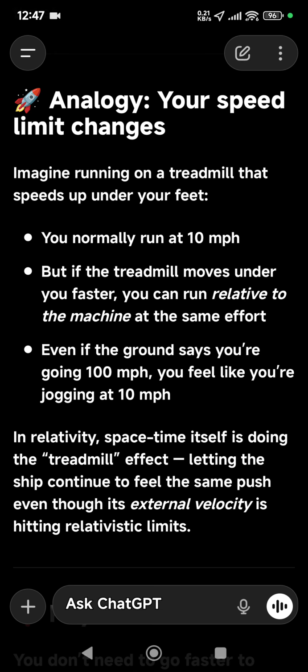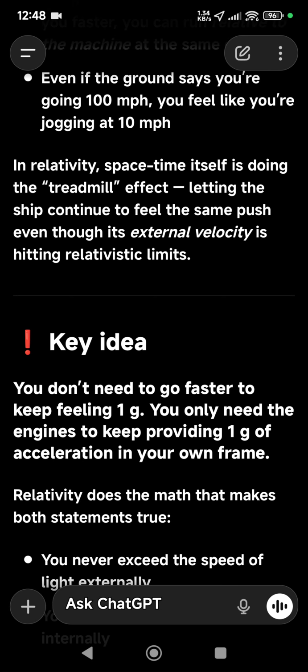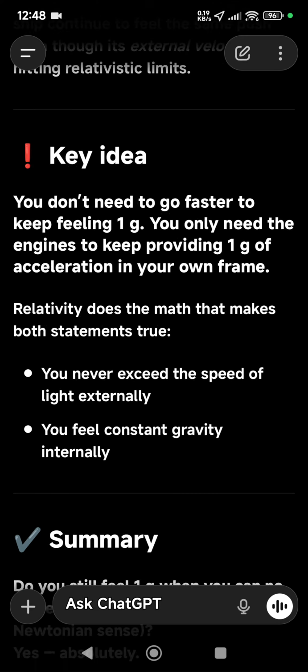Imagine running on a treadmill that speeds up under your feet. You normally run at 10 miles per hour. But if the treadmill moves under you faster than you can run, relative to the machine at the same effort, even if the ground says you're going 100 miles an hour, you'll feel like you're jogging at 10 miles an hour. In relativity, space-time itself is doing the treadmill effect, letting the ship continue to feel the same push even though its external velocity is hitting relativistic speed limits.